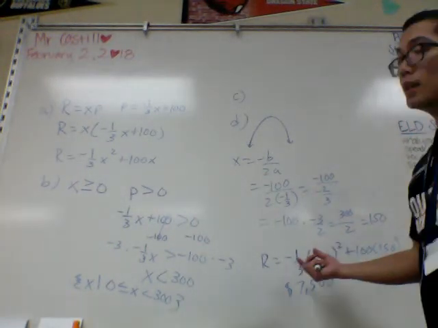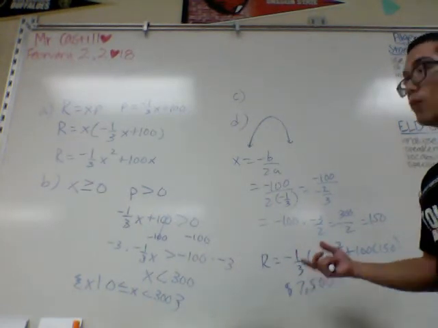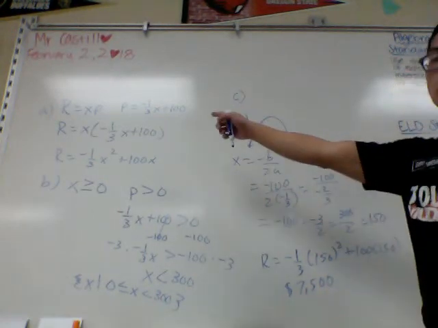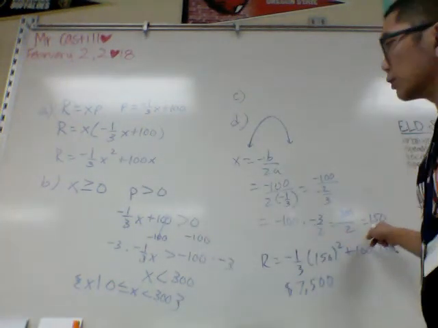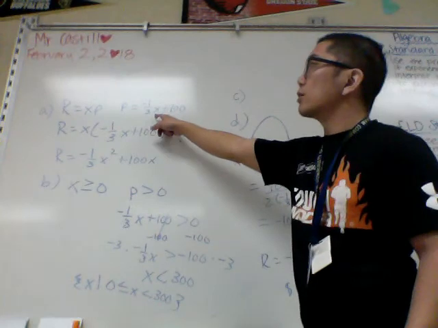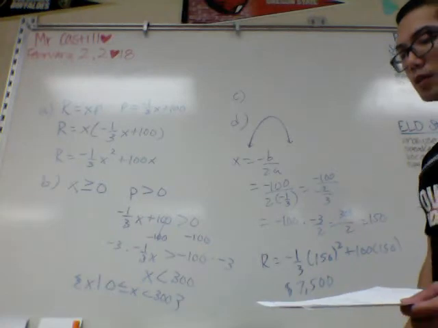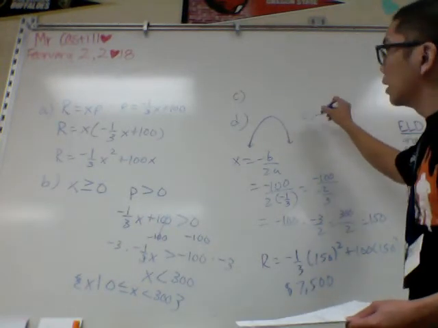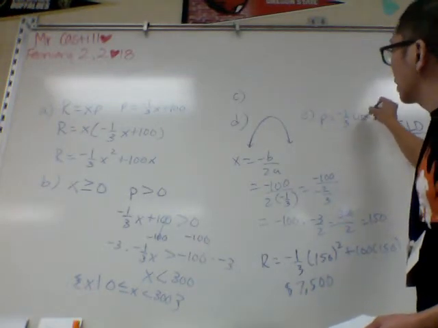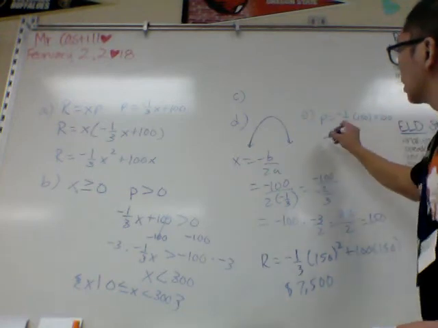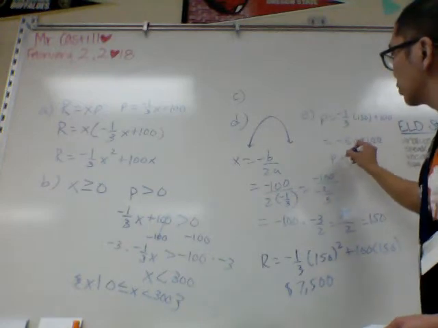And then letter E asks, what is the price that will maximize revenue? Well, if you know the relationship between P and x, since we already found the x that maximizes revenue, which is 150, we substitute 150 into the price equation, and that will give us the price. So letter E is simply P is equal to negative 1/3 times 150 plus 100. And so that's negative 50 plus 100. So your price should be $50.